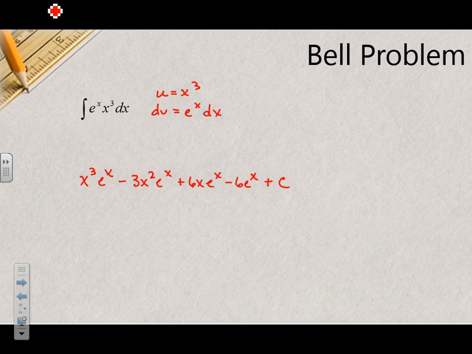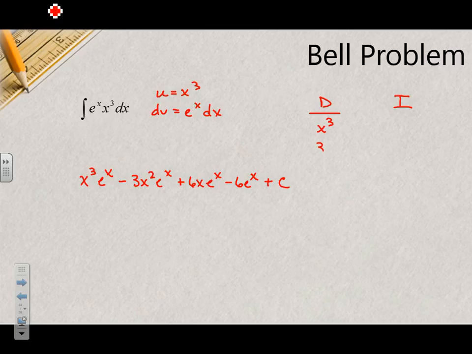Now, when I was walking around, pretty much everybody used the table format, which is fine. Otherwise, how many times did you have to do integration by parts here? Three, right? Because the last time you'll get the minus 6e to the x after you integrate the last piece. So you'd have to do it three different times if you were going to do it by parts every single time. So with the table method, you take your u and just differentiate all the way down.